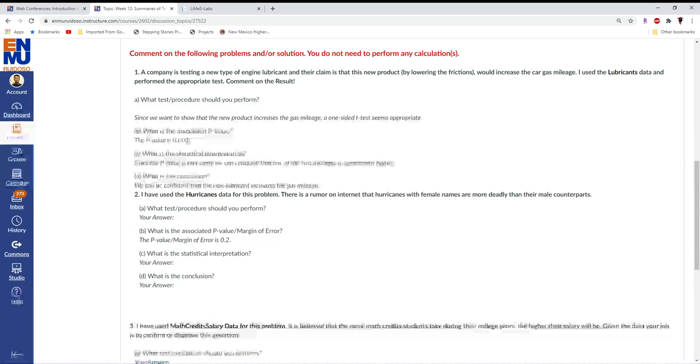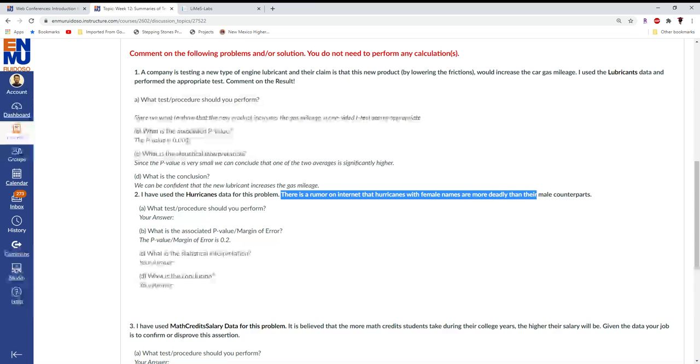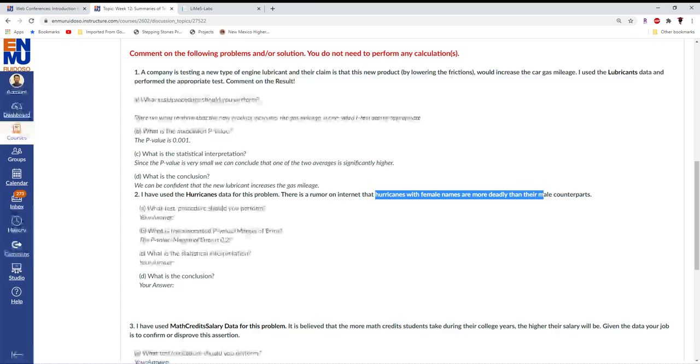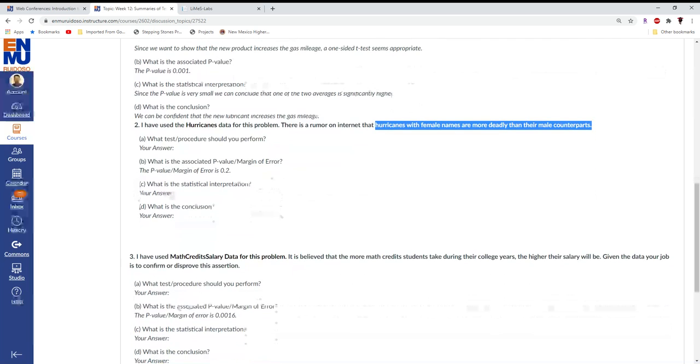Also, I have used hurricanes data for this problem. There's a rumor on the internet that hurricanes with female names are more deadly than their male counterparts. What test should you perform? So see the direction over here. Hurricanes with female names are more deadly than their male counterparts. So that's also a one-sided t-test, right?